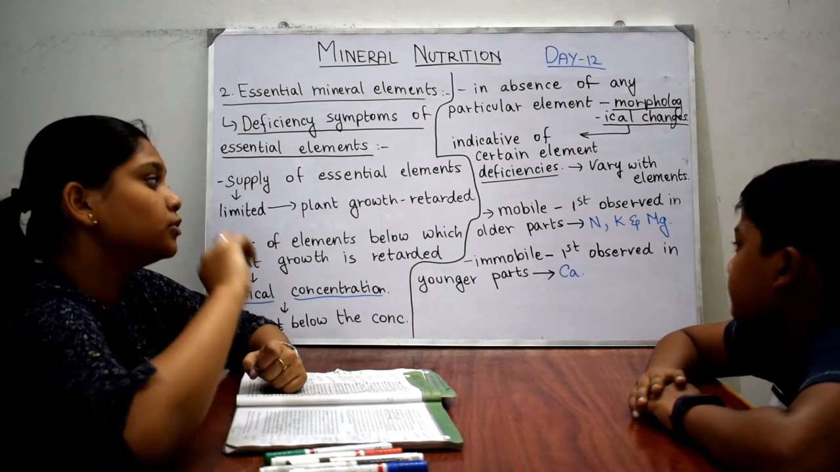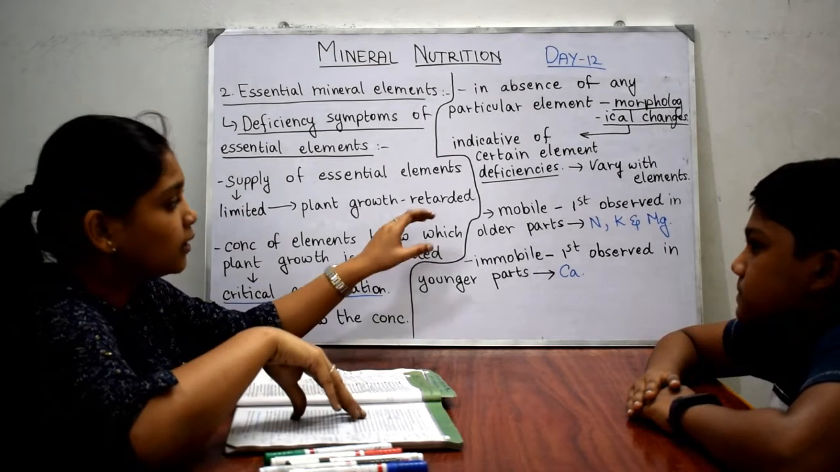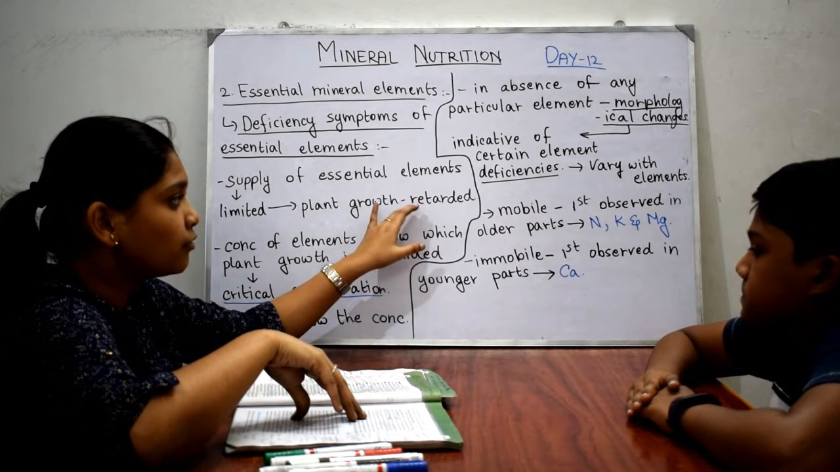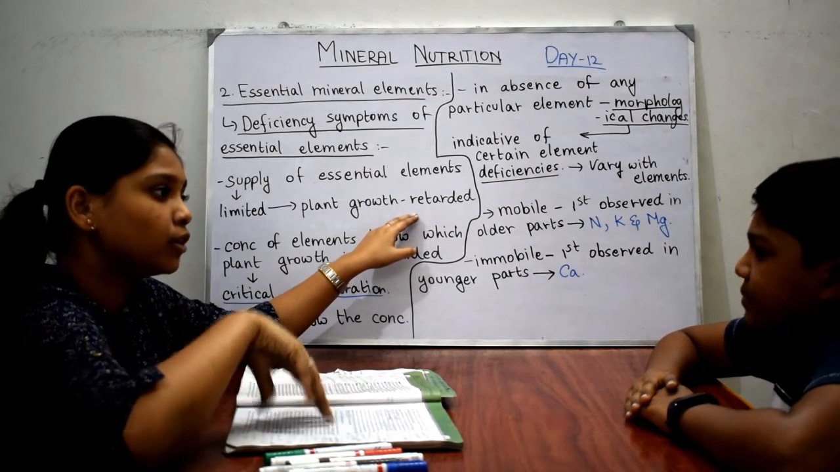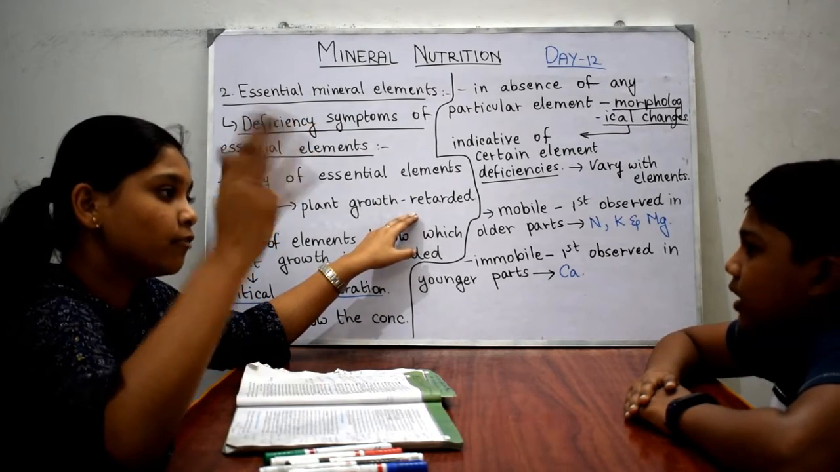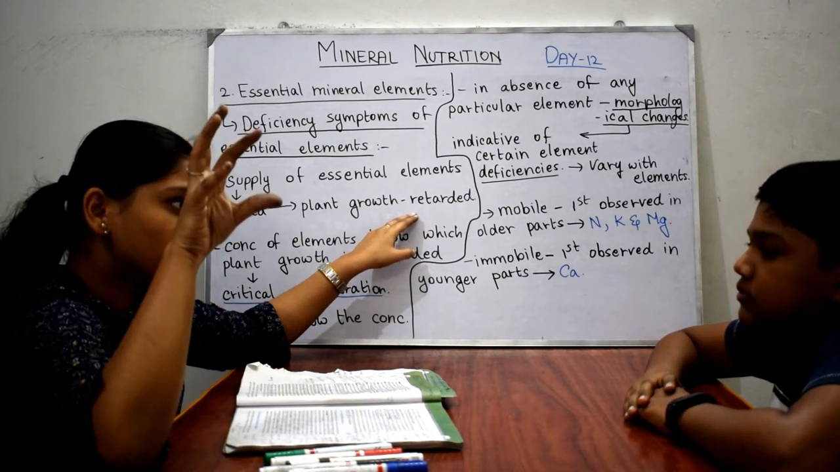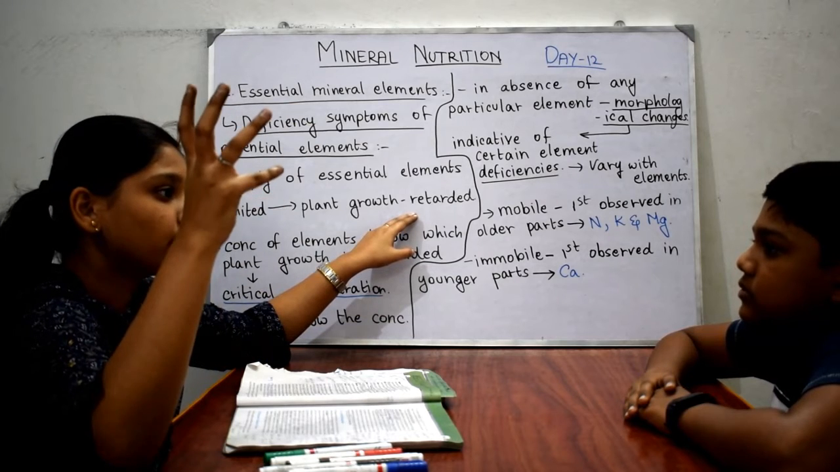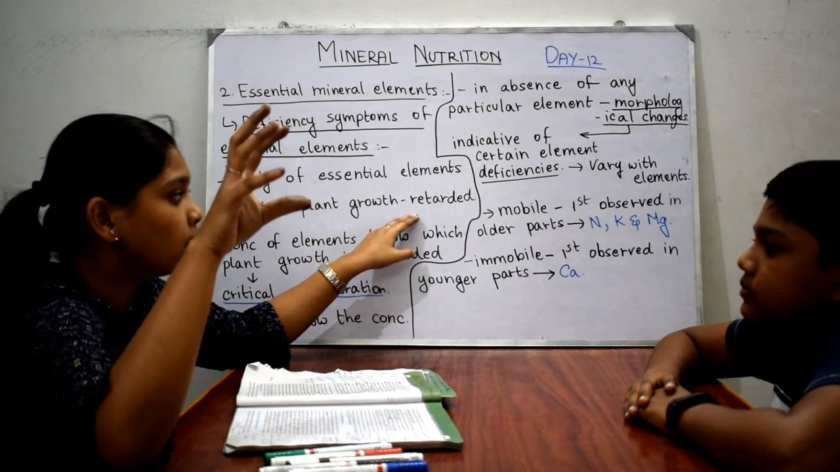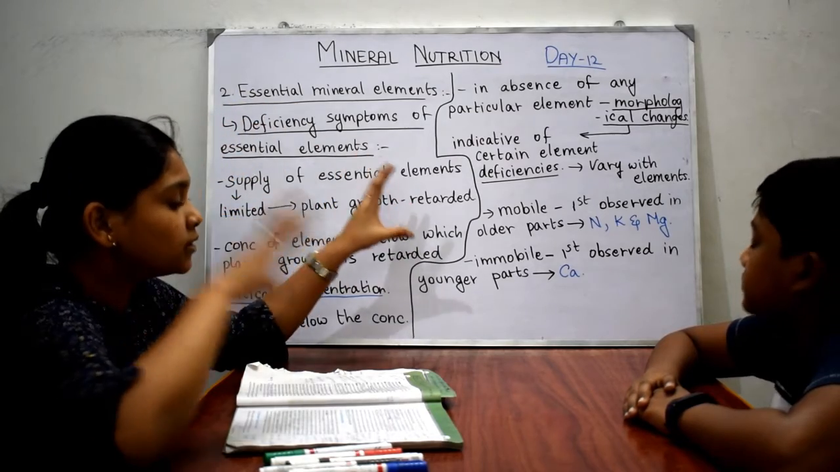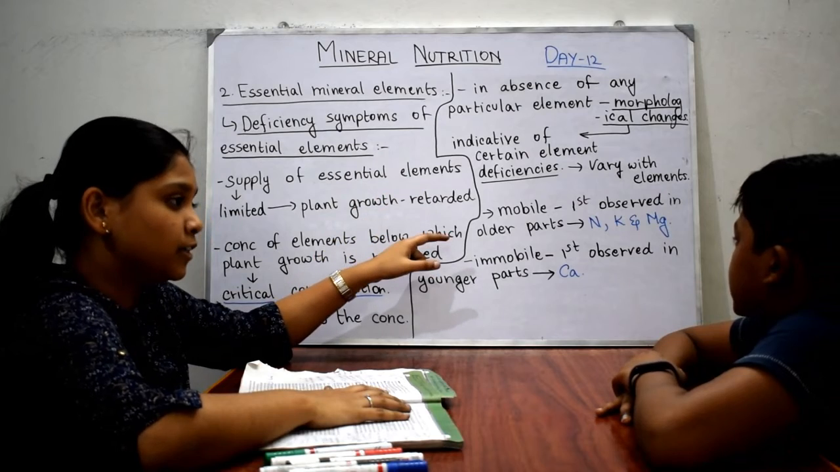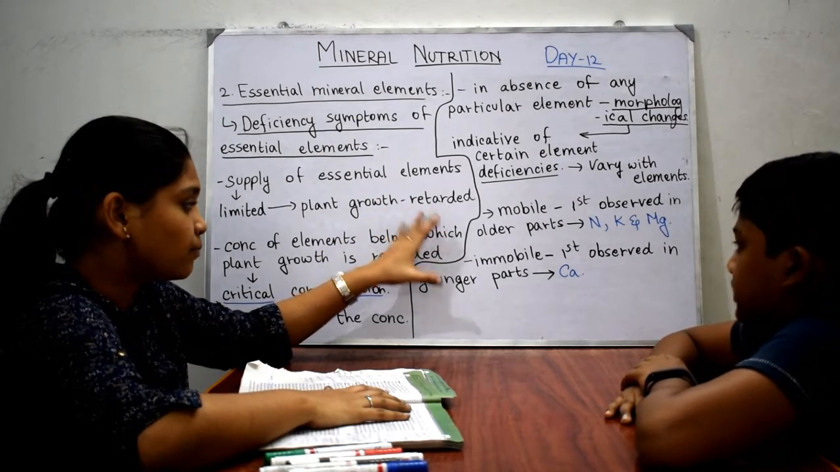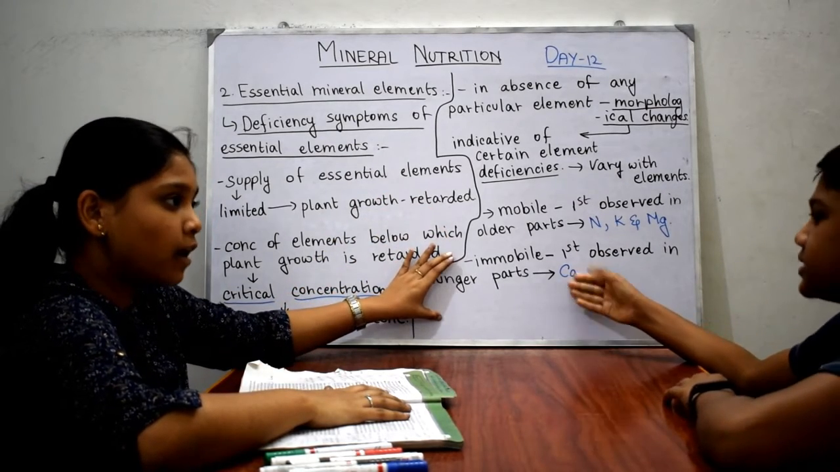So in these mobile elements, the deficiency is first observed in older parts, because the element will not be present there; it has moved away. So the deficiency is observed in those parts because the element is not there. Examples of mobile elements are nitrogen, potassium and magnesium. Can you understand?